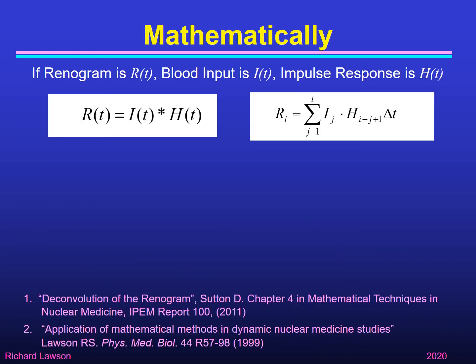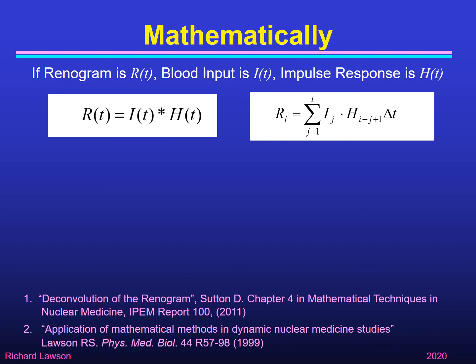If you're interested in the mathematics of this, then you can find more details in the chapter written by David Sutton on deconvolution of the renogram, which appears in Mathematical Techniques in Nuclear Medicine, which was IPEM Report 100, published in 2011, or in my review article on application of mathematical methods in dynamic nuclear medicine studies, which appeared in Physics in Medicine and Biology in 1999.